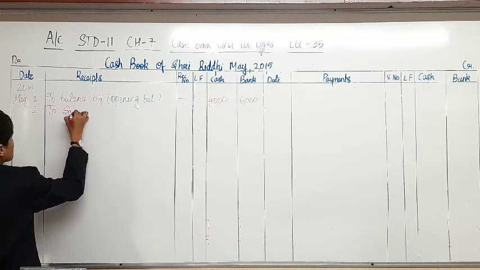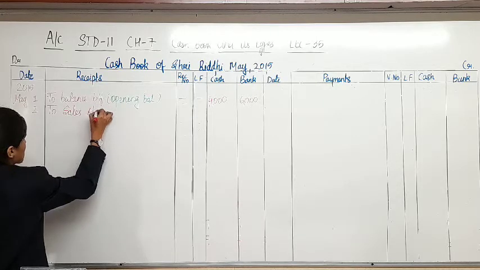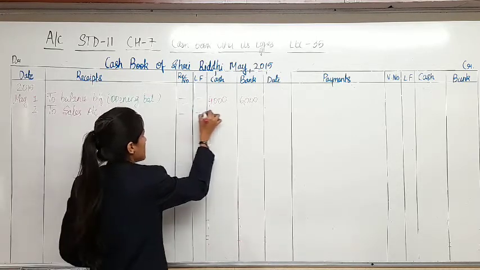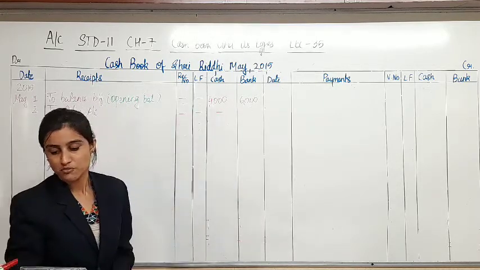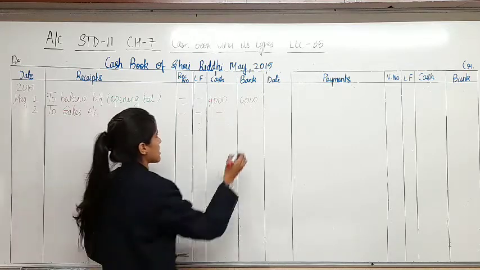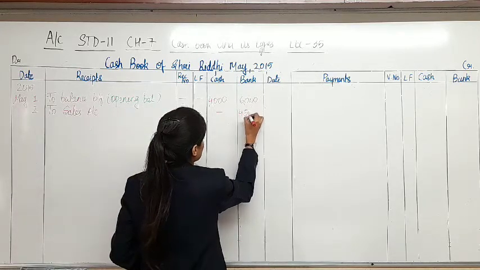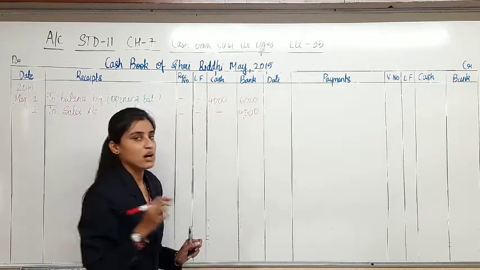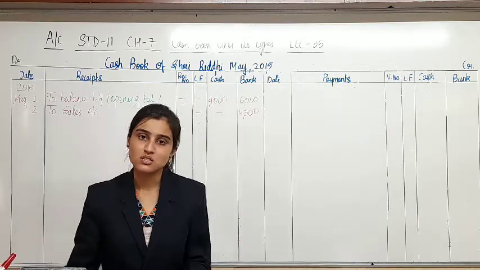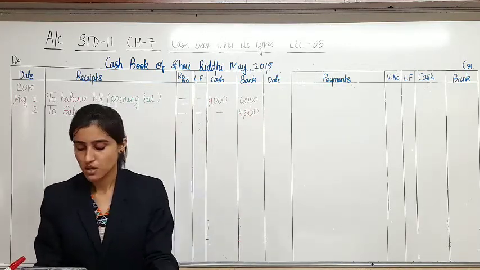to sales account, check is received and hence the amount will be recorded in the column of bank. 5,000 at 10% trade discount is 4,500. I think now I am not supposed to mention each and every calculation.